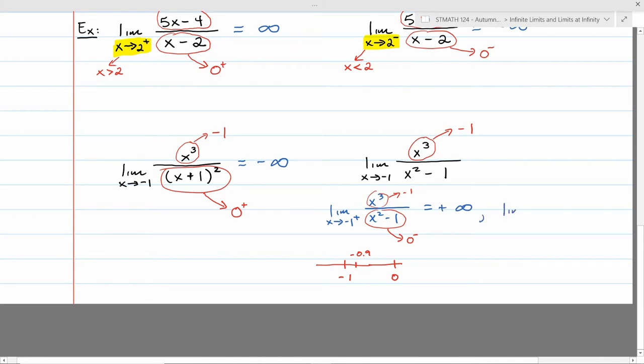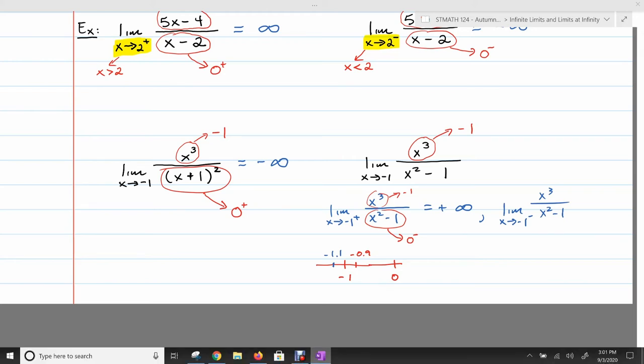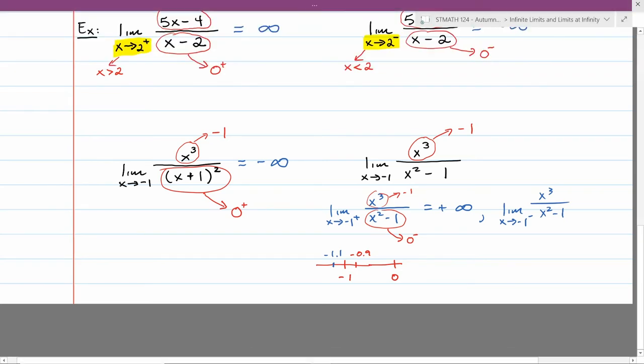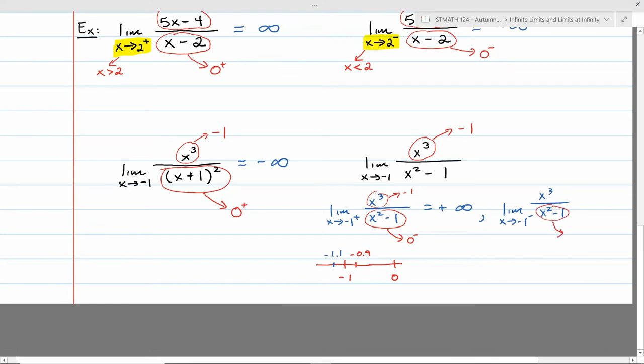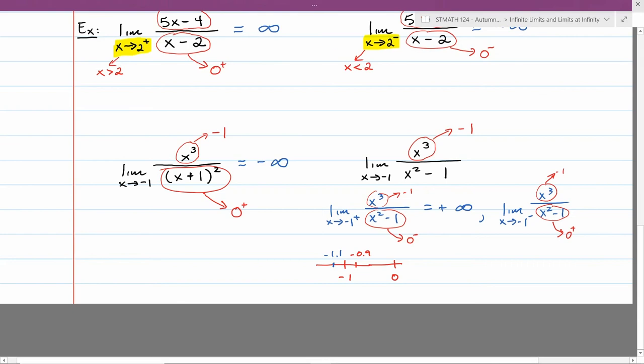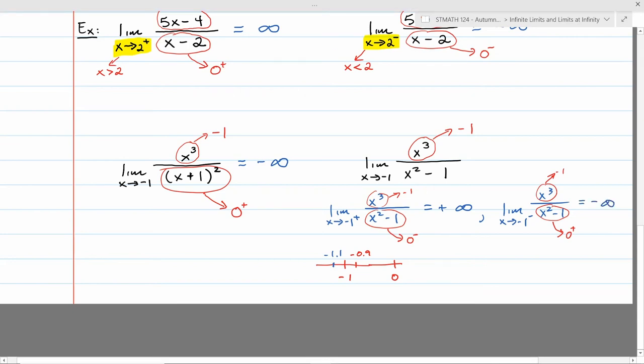And if I look at the limit as x approaches negative 1 on the left-hand side, now I'd be thinking about plugging in numbers like negative 1.1. When I take negative 1.1 and square it and then subtract 1, I see that the denominator is going to 0 in the positive way. And again, the numerator is going to negative 1. So on the left-hand limit, I'm getting negative infinity. And because the right and left-hand limits don't match, that tells me that the original limit I was trying to consider does not exist.